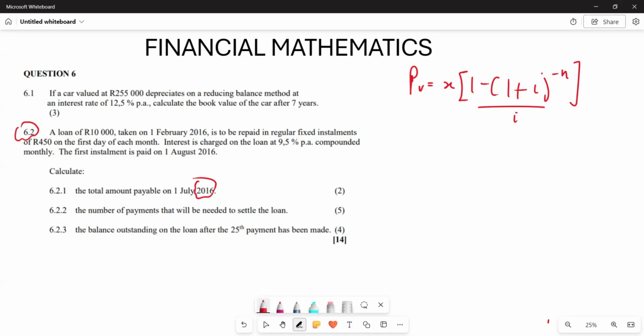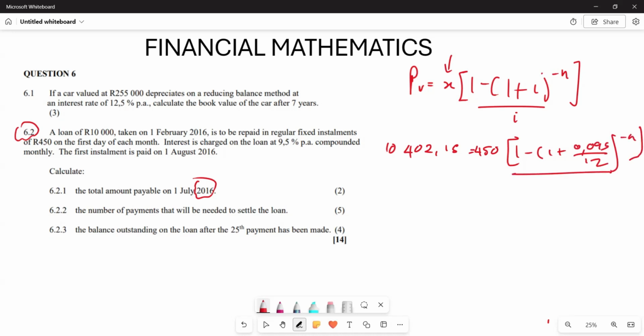Remember, from July, this particular amount of money is going to be 10,402.15, which is equal to the monthly payment here, 450, into 1 subtract (1 plus the interest given here, 0.095 over 12) to the power of negative n, over 0.095 over 12. Now, what is the first thing that you're going to do from here?